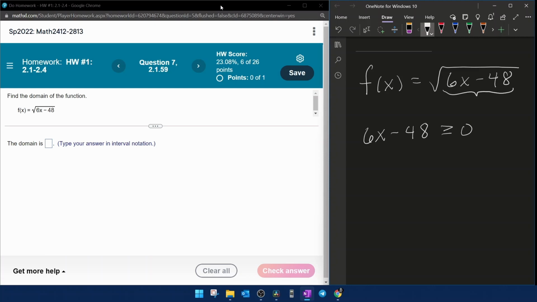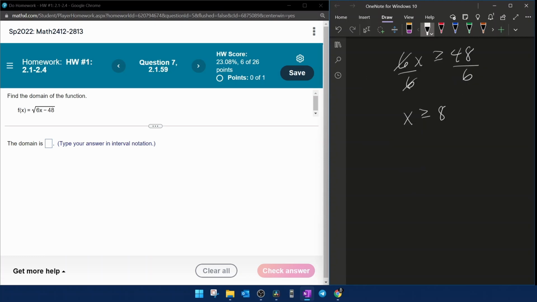Once I solve for x, I'll have my restriction. Moving the 48 over makes it positive. Divide both sides by 6. And we get x is greater than or equal to 8. This is not the domain. This by itself is the restriction.